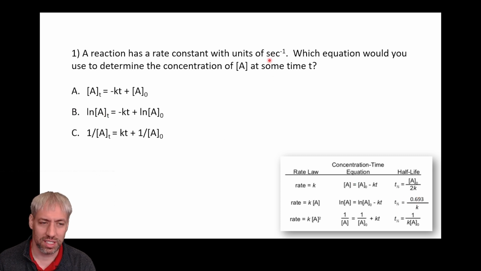And so this, just telling us the units on the rate constant, tells us it's a first order concentration with respect to reactant, and it tells us which concentration time equation we can use, which is B in this case.